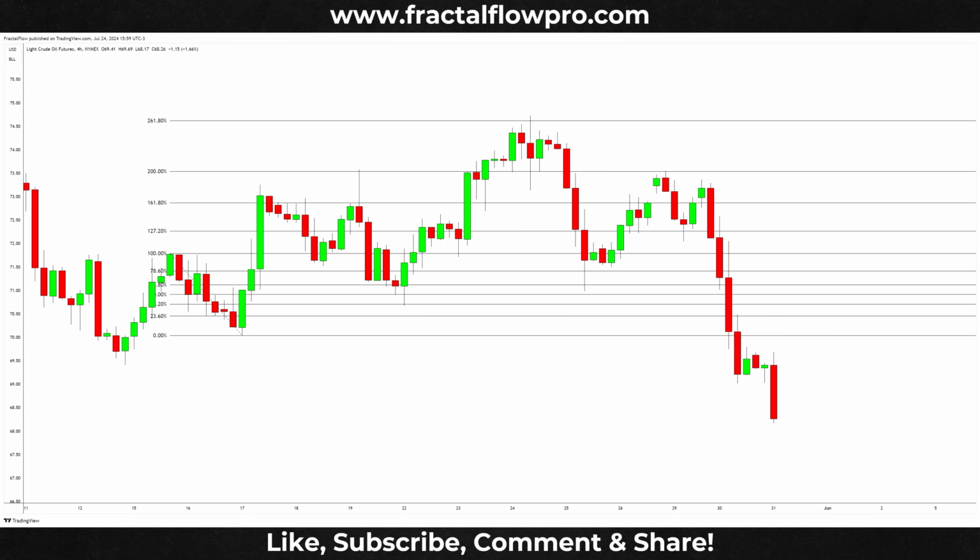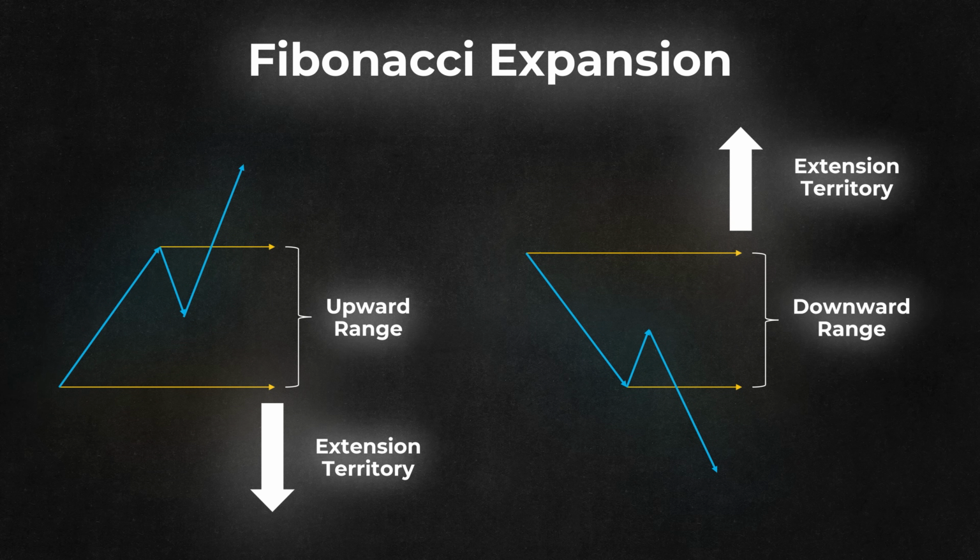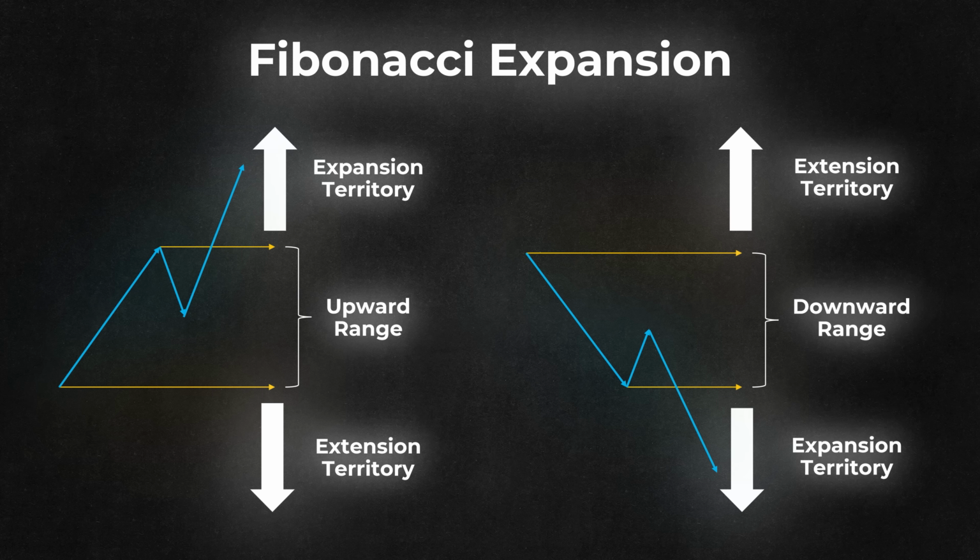Let's now move on to the third price-based Fibonacci technique called expansion. Previously, we saw how the extension occurs below the retracement territory if the range is plotted in an upward price movement, and above the retracement territory if the range is plotted in a downward price movement. The expansion simply represents the opposite side. So in an upward price movement, the expansion will occur above the retracement territory, and in a downward price movement, the expansion will occur below the retracement territory.